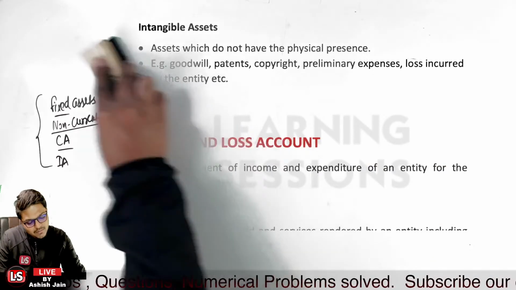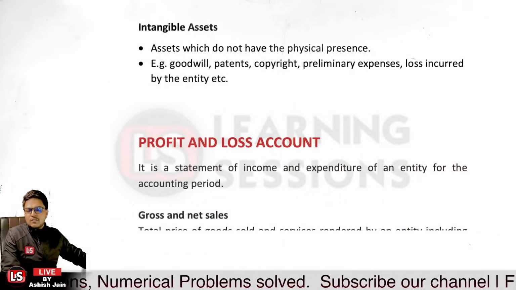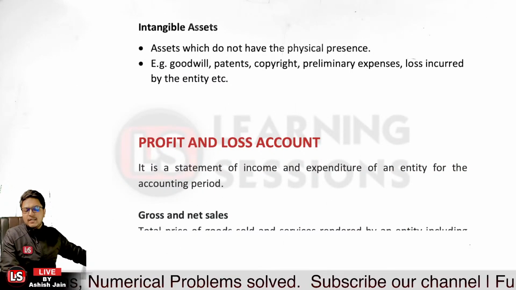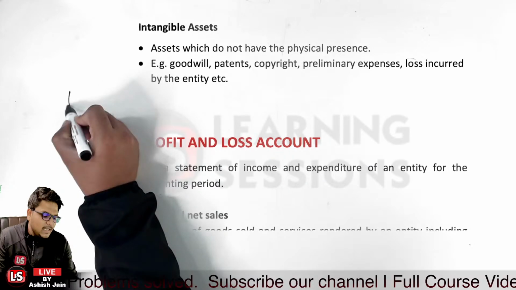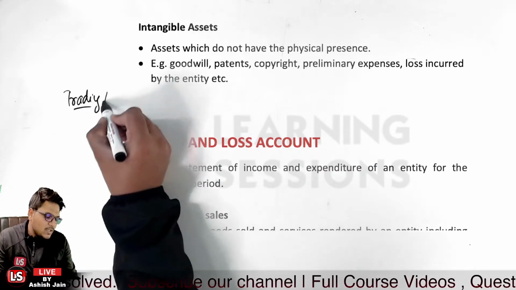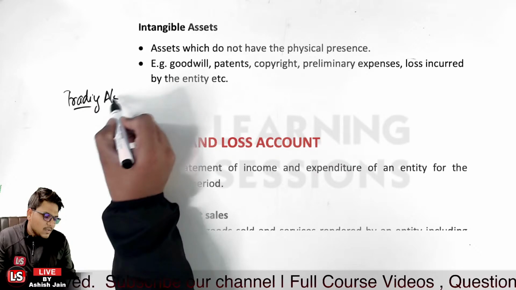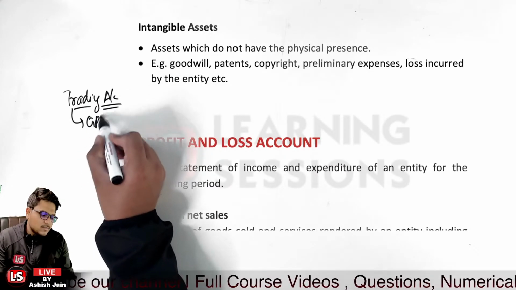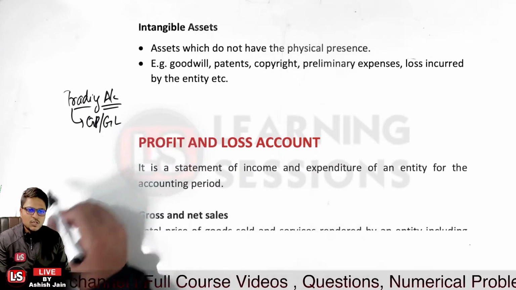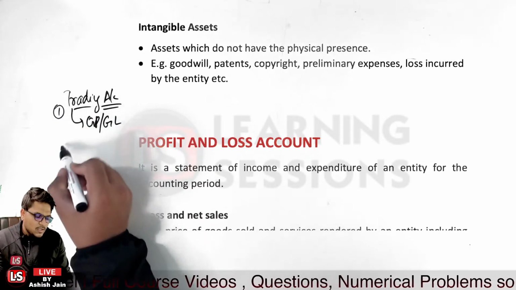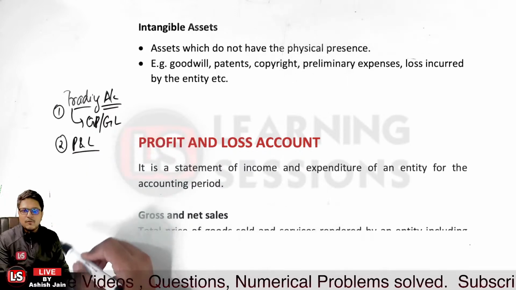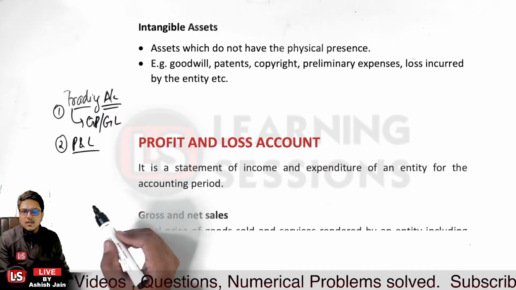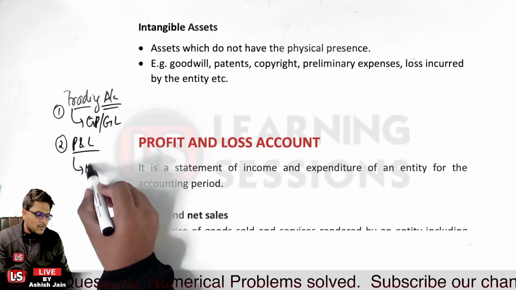Then it is the profit and loss account. Now let me first of all tell you what the cycle goes like. First of all, the trading account is prepared, from where we ascertain the gross profit or gross loss. Then second is the profit and loss account, from where we ascertain the net profit or net loss.